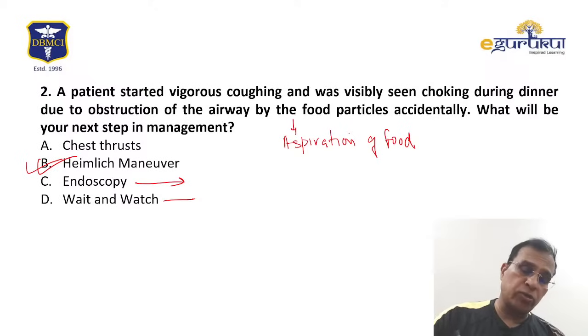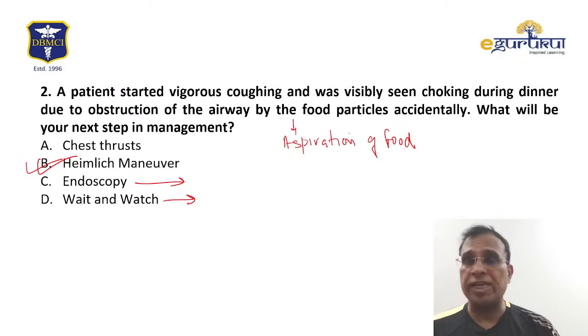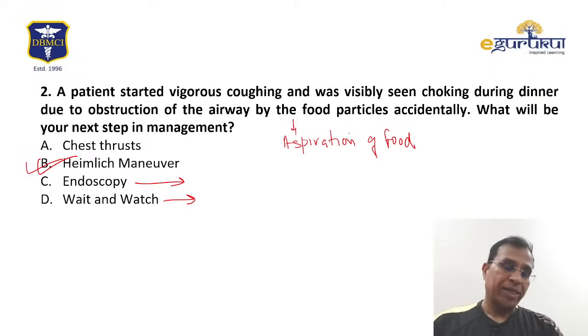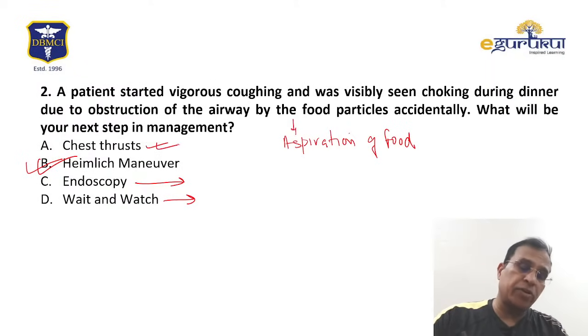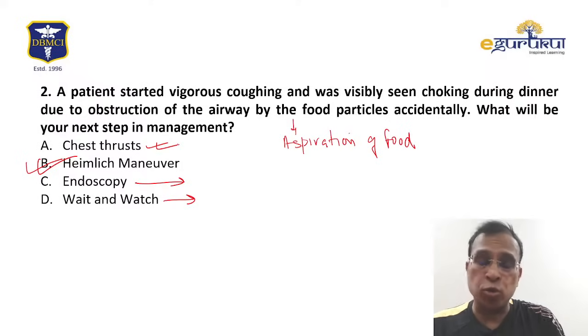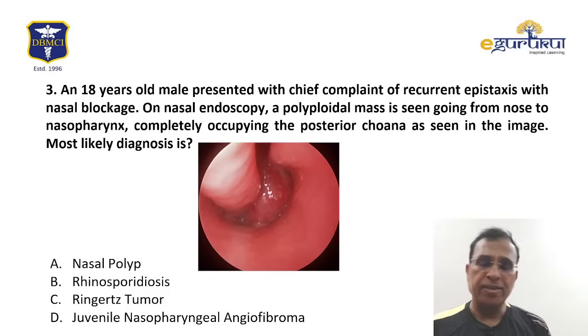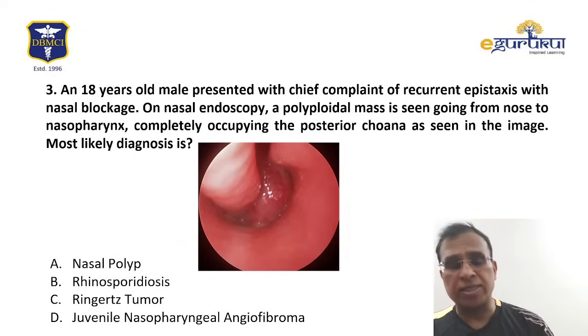And you cannot wait and watch for any aspiration. Aspiration can be a potentially life-threatening condition, so you cannot wait and watch. And chest thrusts are done for cardiac arrest and all that, not for choking. So it's very simple, the Heimlich maneuver. Like I said, even non-medicals could answer that question.